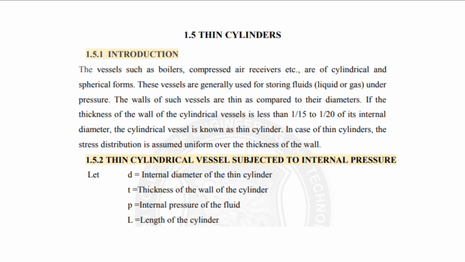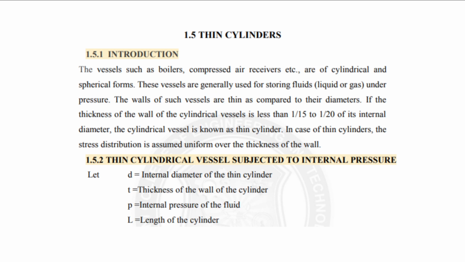If the thickness of the wall of the cylindrical vessel is less than 1 divided by 15 or 1 divided by 20 of its internal diameter, the cylindrical vessel is known as a thin cylinder. In the case of thin cylinders, the stress distribution is assumed uniform over the thickness of the wall.